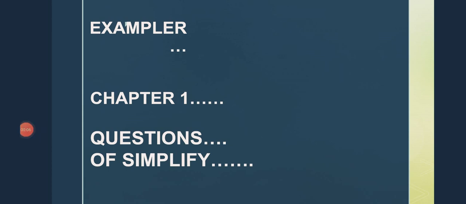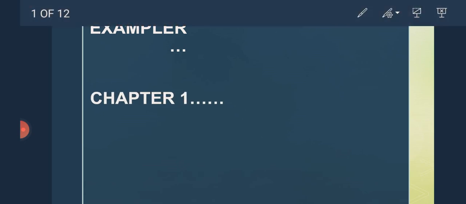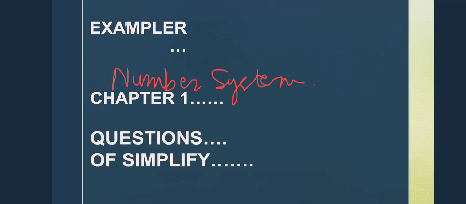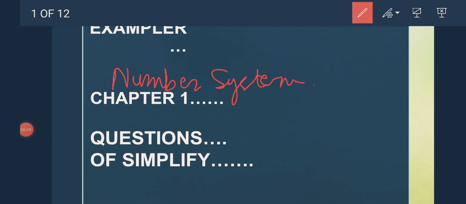As you know, today we are going to do the questions based on your exemplar book of chapter number 1, that is your number system. The chapter name is Number System. This is your chapter number 1, and the questions that we are going to do are of simplify. So now let us start.